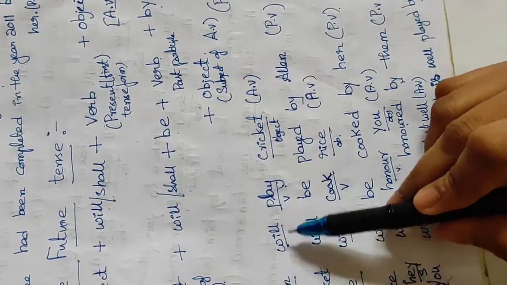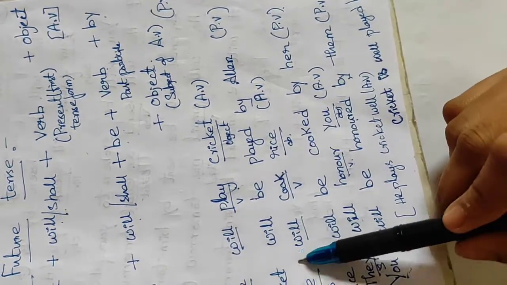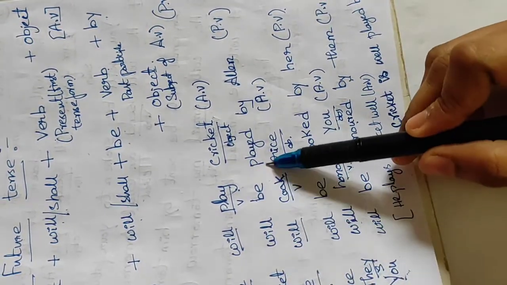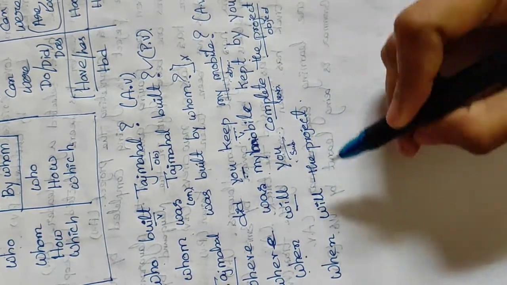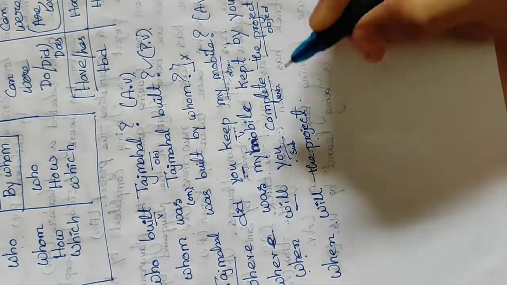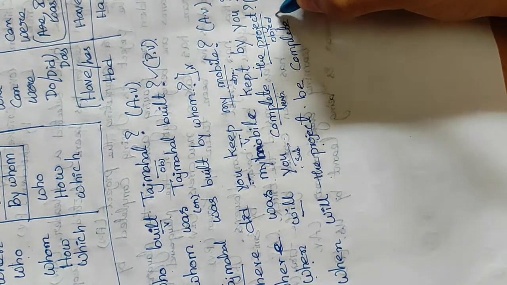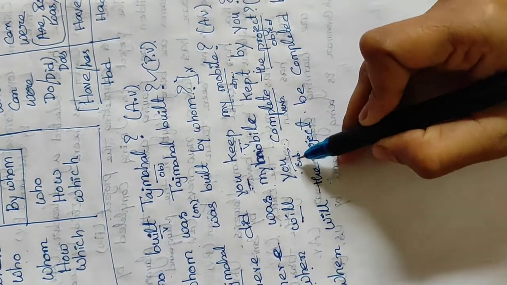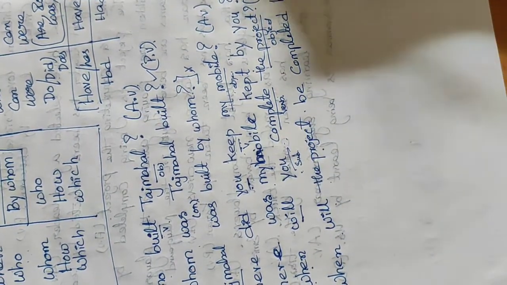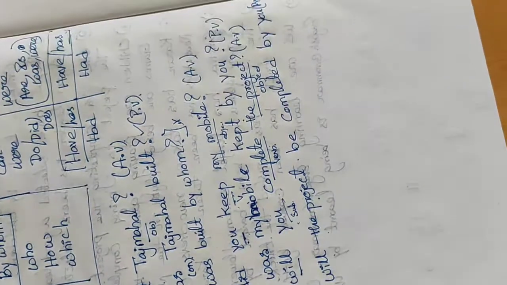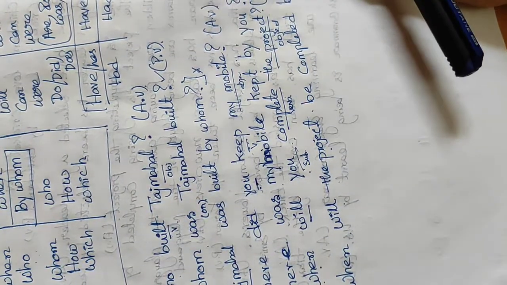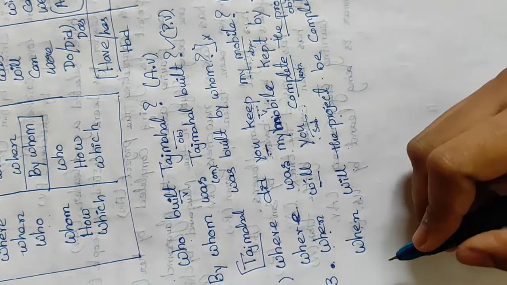So here see, Alan will play cricket. So how we have changed? Cricket will be played by Alan. So here also same thing you have to remember. You need not be complicated in this. So very easy it is. So when will the project be completed by, as usual, you is the subject, you. Passive. Are you getting confused? No, right? Okay, let me explain.